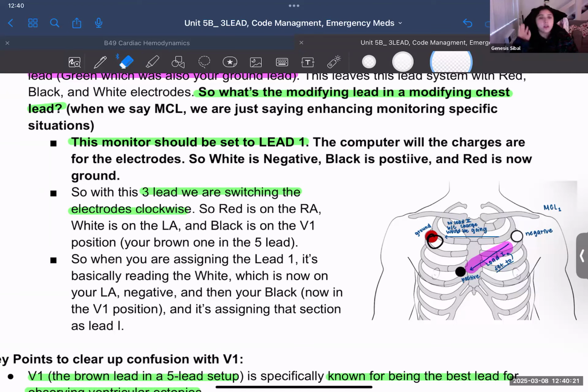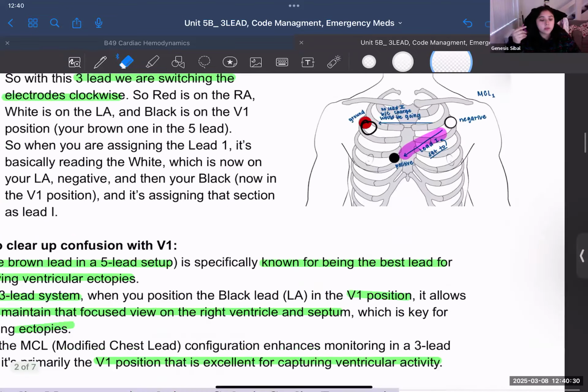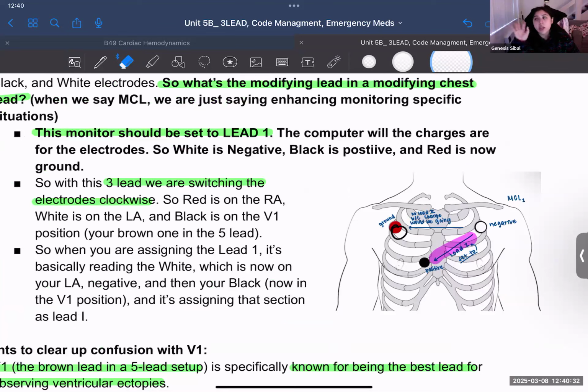lead, you know that the white is on the right, you know that the black is on the left, so when you're looking at that, all you're going to do is, in terms of the colors, switch them clockwise. You're taking off the ground for the 5 lead, so that was the green one. You're taking off the brown one because that was your V1. The black is going to take its spot. And then all you have to remember too, the charges are remaining the same.